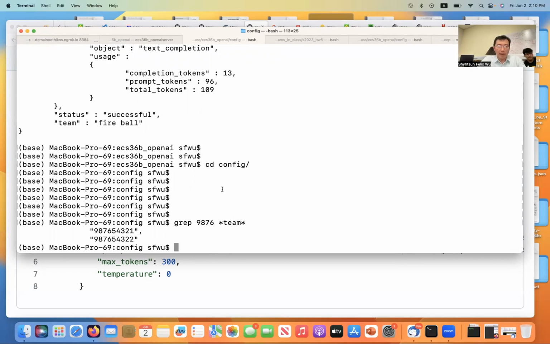Okay, so now let's get the, I think I have to do it very carefully. Let me stop sharing because I don't want this part to be recorded. ecs36b team. Okay, this is the thing. You can see that we have a bunch of things, and one of them, these two numbers, is a fireball. Okay, so now let's take a look at the student grading.